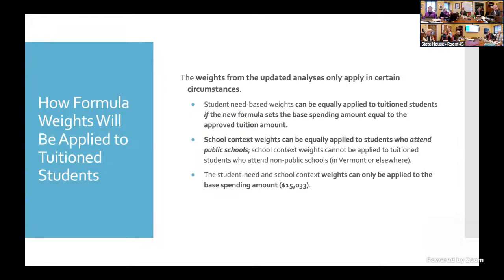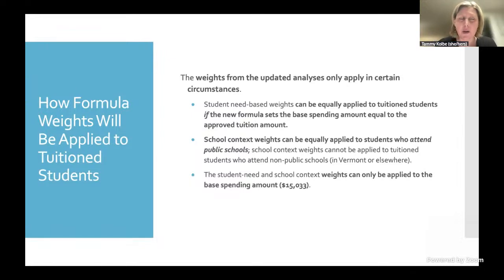If an independent school says, this is our tuition rate, and one student is at 15,033, but then a different student is weighted at 25, does the independent school have the ability to say, we'll take Johnny, but not Susie? Well, under the current state board rules, approved independent schools cannot discriminate, but they can also charge what they can charge. This is why I'm raising it. This is a design consideration, right?